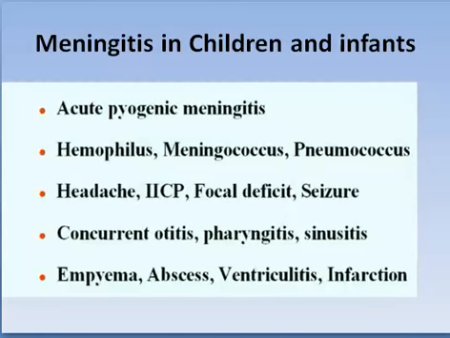Now come to meningitis. What we have discussed is cerebritis, and we have mentioned complications of meningitis. But meningitis in children and in infants could be acute pyogenic, could be due to viral, and usually it comes with epilepsy and headache, concurrent otitis, pharyngitis, sinusitis, and usually there is empyema and abscess formation or ventriculitis. All complications we have mentioned can be seen.